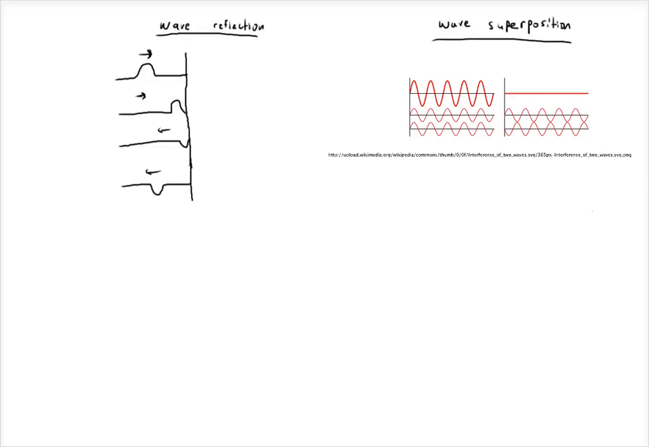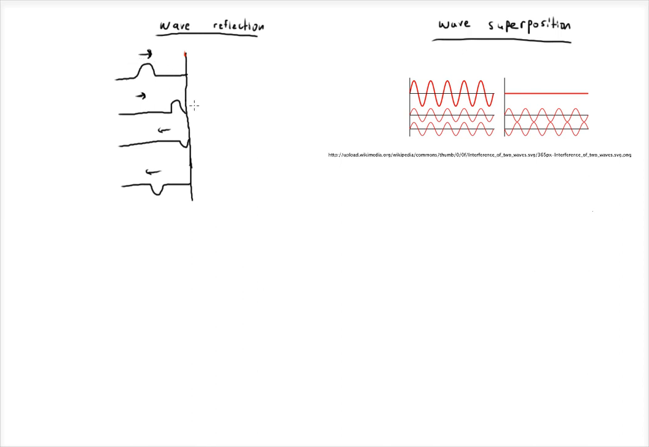In this video, we're going to talk about wave reflection and wave superposition. The only real thing I want you to remember about reflection is that if we have a wave, you can think of this as a slinky or a string or something, and that wave hits a fixed end. I'm drawing that as a wall or something. And we have our wave and it's going to the right.